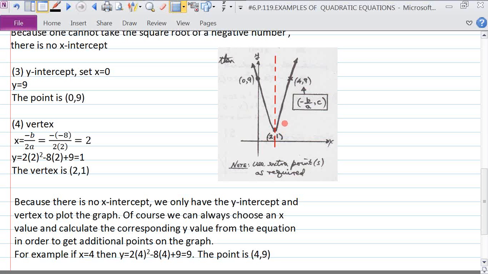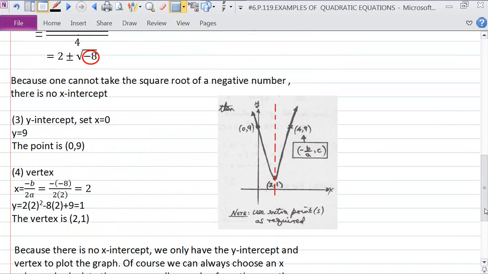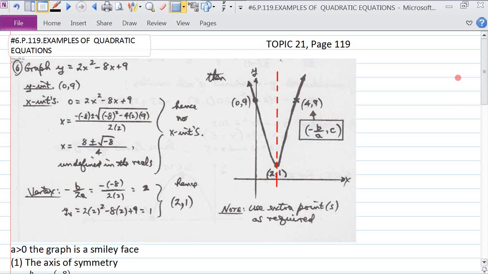When x is 3, what will the y value be? But we chose 4 because this is 2 units away from 2, and so the y value should be symmetrical and should be 9. But you can choose any values that you want. So this completes page 119.